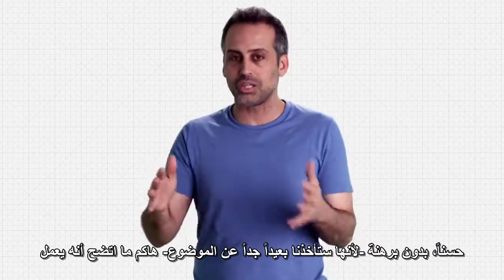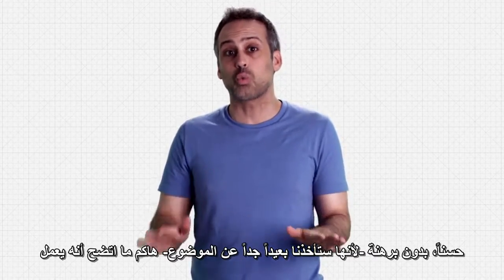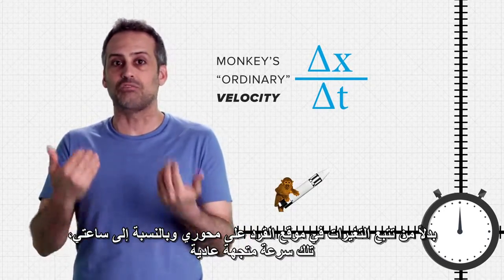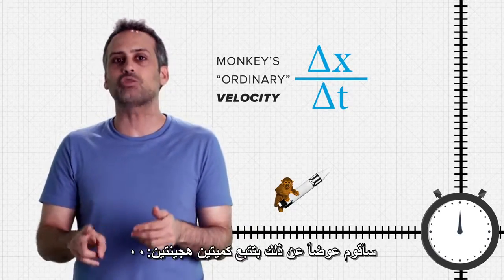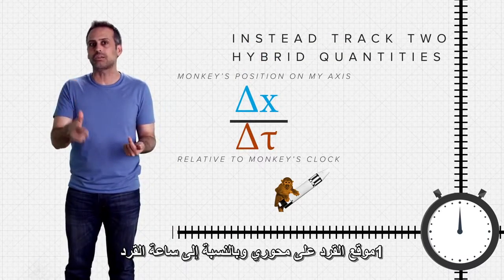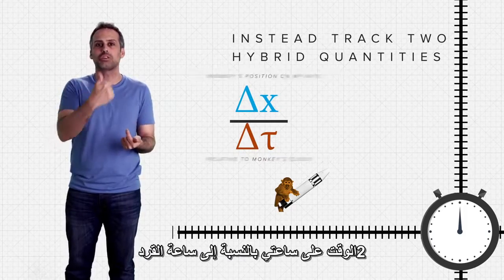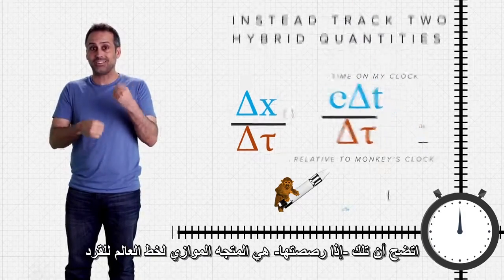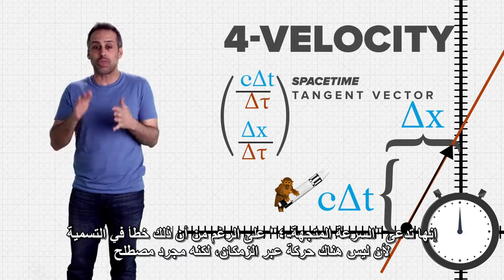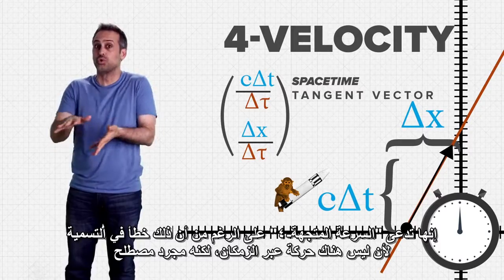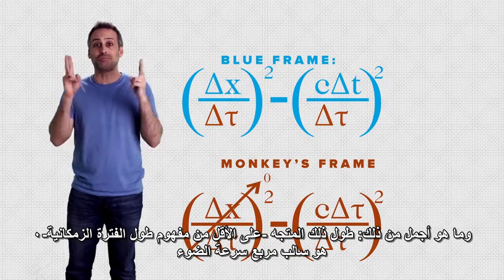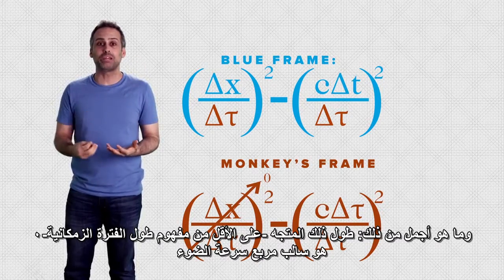Well, without justification, which would take us too far off topic, here's what turns out to work. Instead of tracking changes in the monkey's position on my axis with respect to ticks of my clock, that's ordinary velocity, I'm going to track two hybrid quantities instead. The monkey's position on my axis relative to the monkey's clock, and the time on my clock relative to the monkey's clock. That, it turns out, if I stack it, is the tangent vector to the monkey's world line. It's called the monkey's forevelocity, even though that's a bit of a misnomer since there's no motion through spacetime, just a term. And more interestingly, the length of that vector, at least in the sense of spacetime interval length, is minus the speed of light squared.